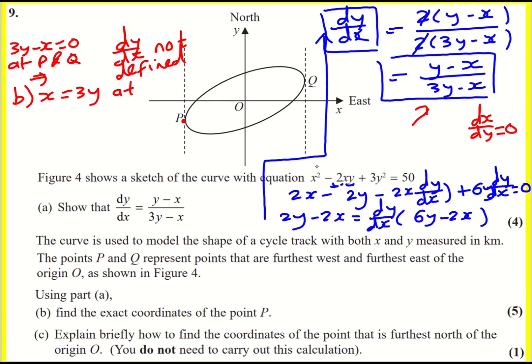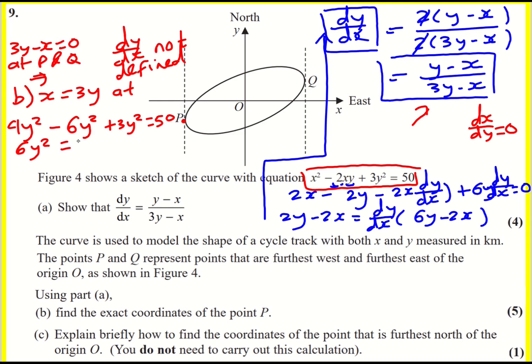What we have to do is use the original equation because we know at P and Q that the original equation is satisfied, but we also know that x is 3y. So we can sub in. And it makes sense to sub in for x because then we avoid any fractions. So I'm going to get 9y squared. I'm substituting in for x squared, so x squared is 9y squared, minus 2 times 3y times y, so that's going to be minus 6y squared, plus 3y squared equals 50. So actually this works out quite nicely. I'm going to get 6y squared equals 50.